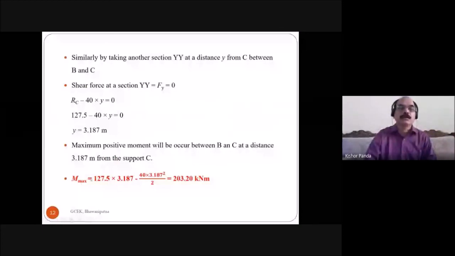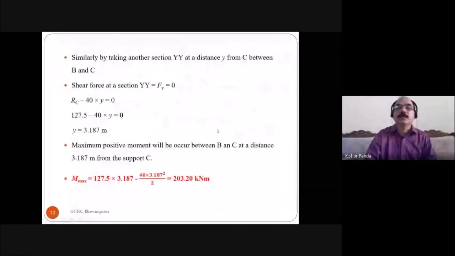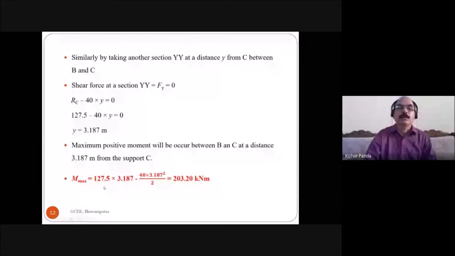M max is equal to the moment RC into 3.187, and due to the load, minus 40 into 3.187 into 3.187 by 2. That is RC into 3.187 minus 40 into 3.187 into 3.187 divided by 2. After simplification, you will get the maximum moment: M max is equal to 203.20 kilonewton meter.